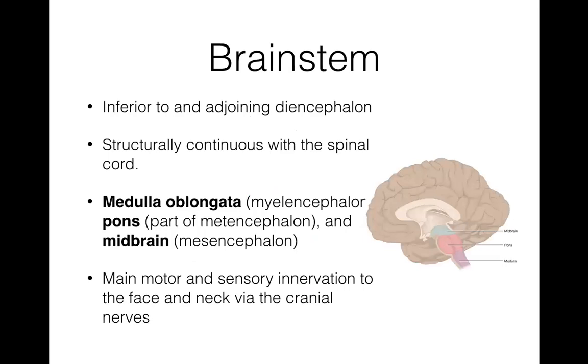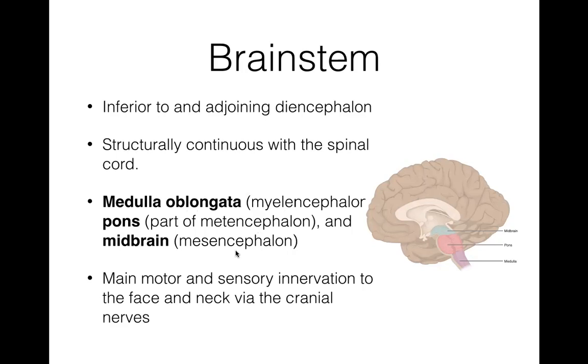Now, connecting the cerebrum to the spinal cord is the brainstem. So this is located inferior to and adjoining the diencephalon. So structurally, this is continuous with the spinal cord, and it is divided into 3 parts: the medulla oblongata, the pons, and the midbrain. So the medulla oblongata can also be referred to as the myelencephalon. Pons is part of the metencephalon, and the midbrain is also referred to as the mesencephalon.